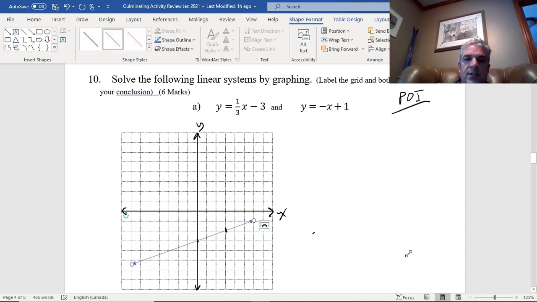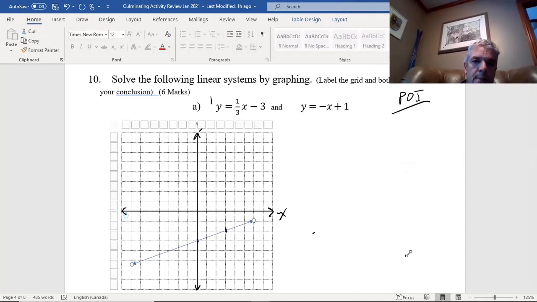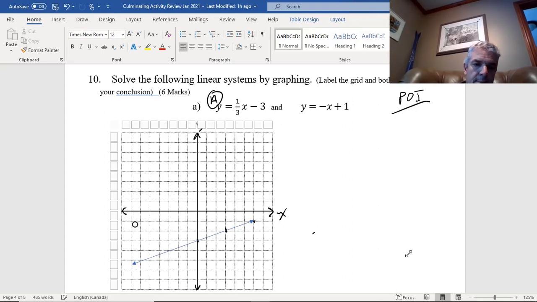And I'll label this one A. And what I do is I put an A up here, and then I put an A down here. And then I'm going to label this one B when I get to it. And this is just a way to help keep it cleaner on my page, okay?